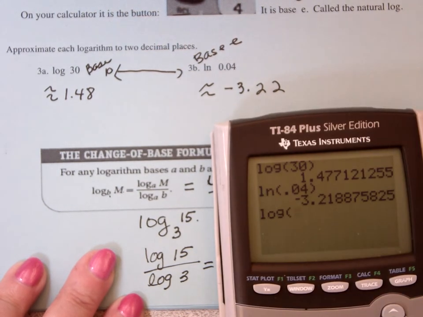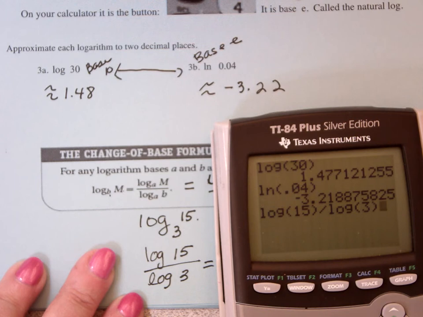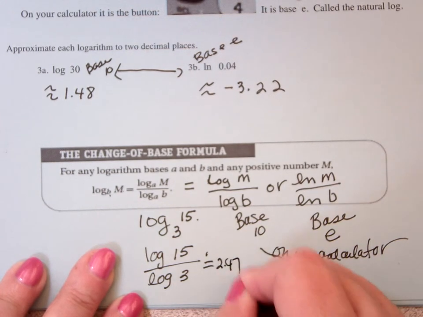So log of 15, remember, close the parentheses, otherwise it brings the denominator into this logarithm. Log of 3, and it is approximately 2.47.